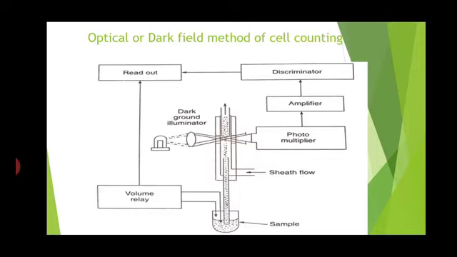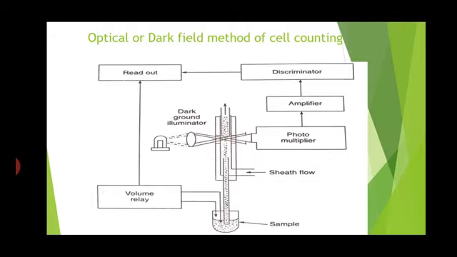Now we will see the optical or dark field method of cell counting. In cell counting there are a number of methods. The first method is the optical or dark field method. In the exam they may ask it as an optical method or a dark field method, so you should write the same answer.